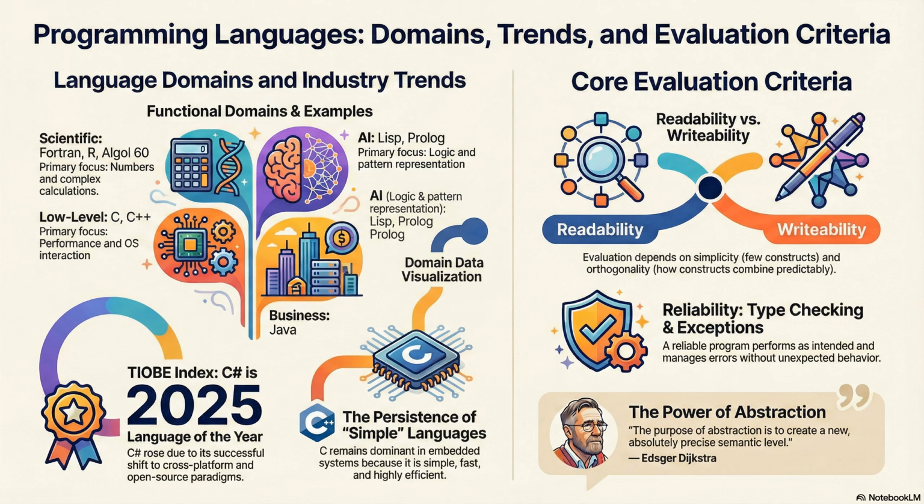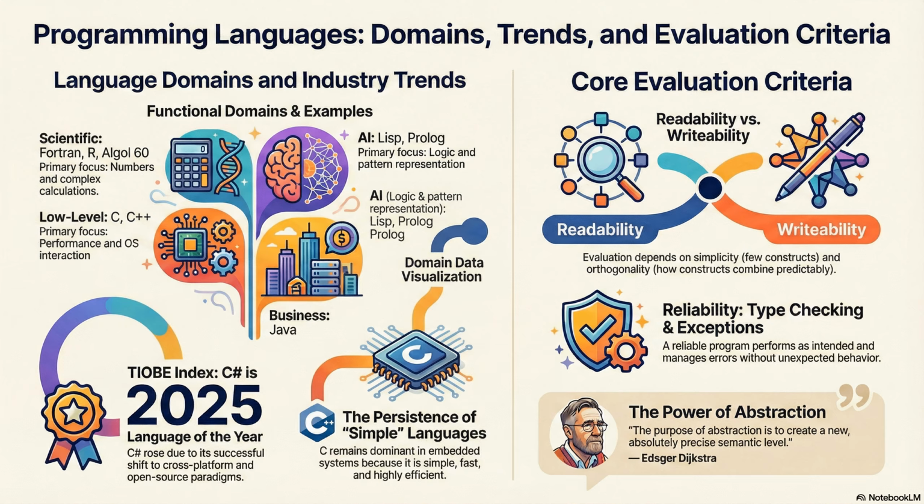Exactly. Then you've got writability. This is about how much friction the language puts in your way. Does the language fight you? Right. If I want to sort a list of names, a highly writable language like Python lets me say names.sort. A language with poor writability might force me to manually swap memory pointers in a loop. It's about expressiveness. Can I say a lot with a little?